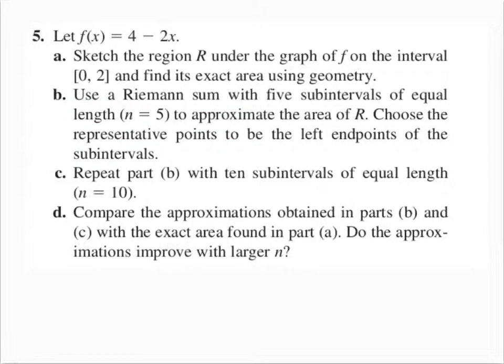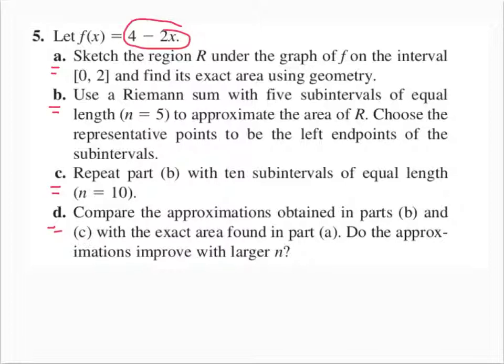So here you have problem 5 from lesson 6.3 in our text, and we're going to be approximating the area under the curve 4 minus 2x. Let me just outline the 4 things that we're going to have to do in this problem, because they're very similar to several of the problems that you're going to have to work on. And then we'll go ahead and find a solution to each part.